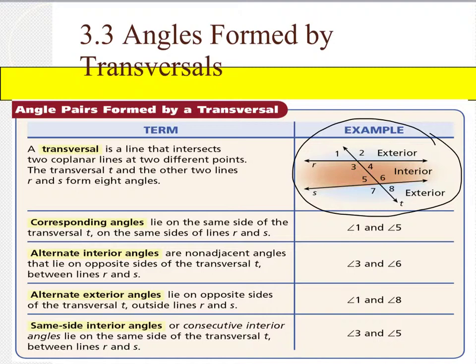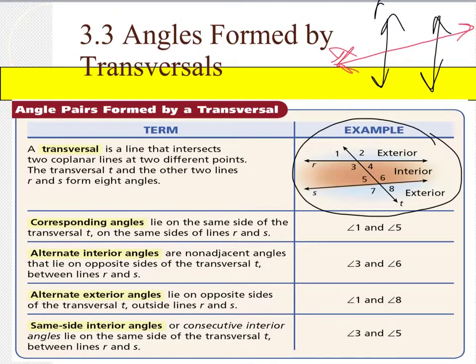The transversal, which is line T in that diagram, and the two other lines, lines R and S, they all form 8 angles. Now, it doesn't always have to appear like that. It can also appear, if you look at this right here, this line with this red line going through, that red line would be a transversal as well. It can be anything that looks as if two lines are going one direction with another line coming the opposite direction or at a slant to those two.